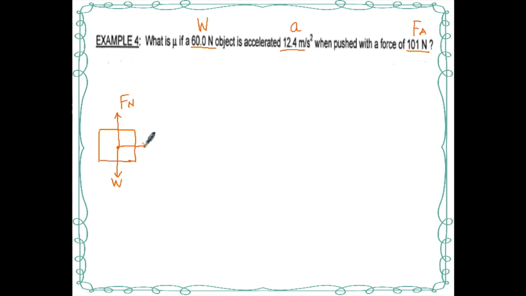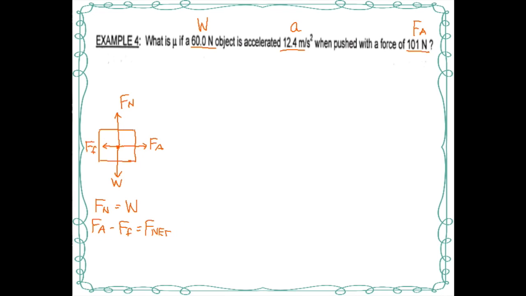Somebody's pushing it. I don't know if it's left or right. I always draw to the right. And then there's friction opposing motion, but that's shorter, so I have a net force. I write my equations from the diagram. The normal force equals the weight for this problem, and applied force minus the friction force equals the net force for this problem.